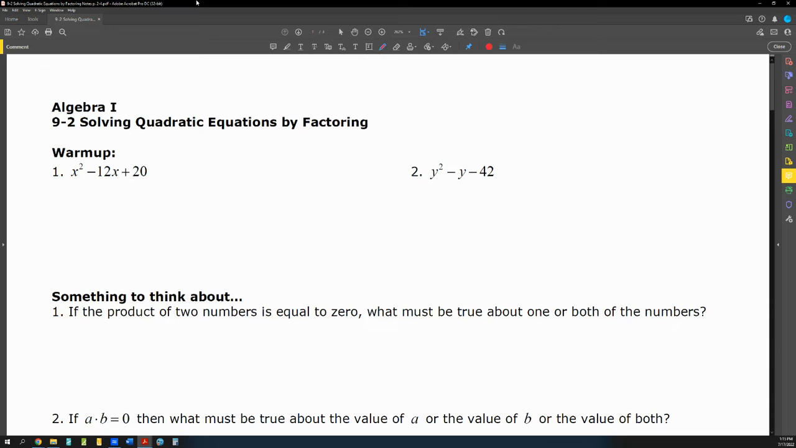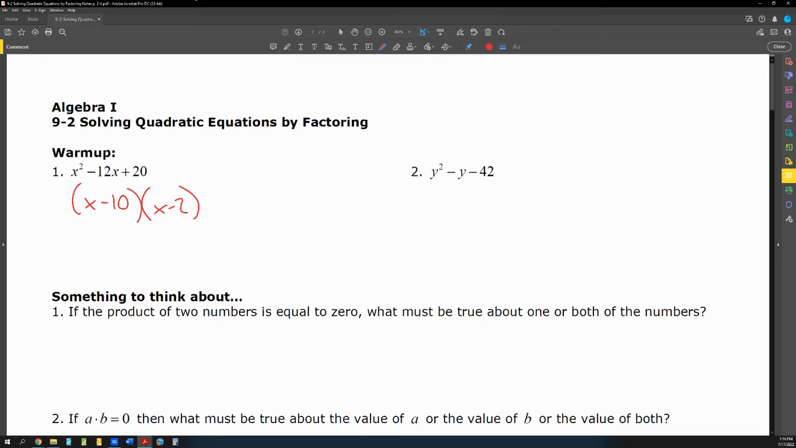Let's go ahead and factor the quadratic trinomial x squared minus 12x plus 20 and the quadratic trinomial y squared minus y minus 42. Take a moment and go ahead and factor those. For number 1, we're looking for factors of positive 20 that add to negative 12. Those factors are negative 10 and negative 2. So this factors to the quantity x minus 10 times the quantity x minus 2.